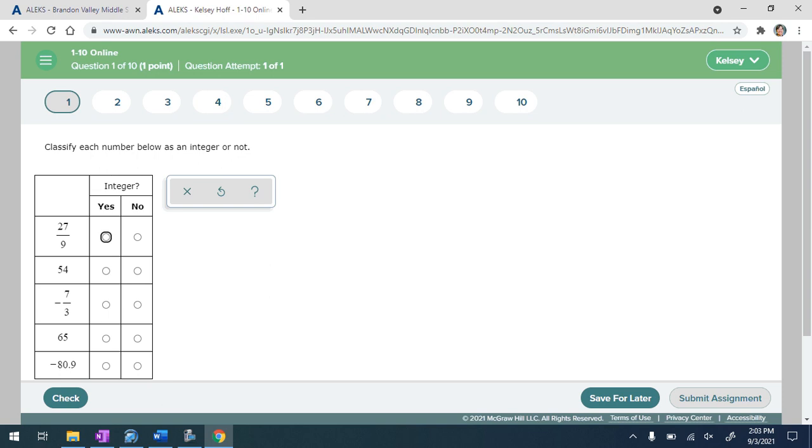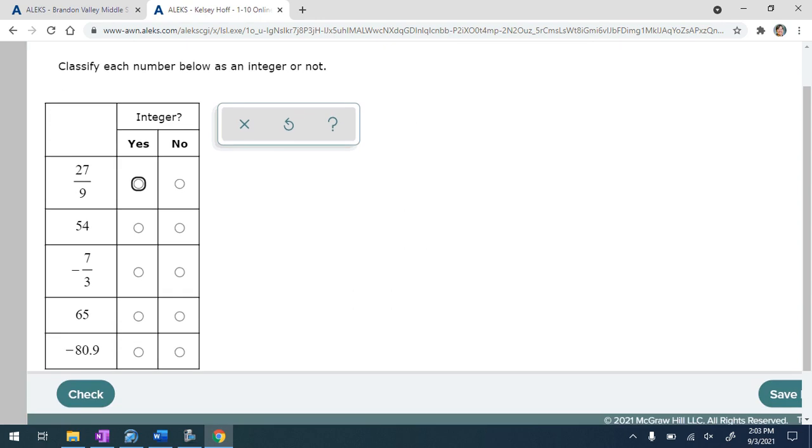So, all right. First problem asks, is it an integer or not? What's an integer first off? Positive or negative whole number, okay? 27 divided by 9. Integer, yes or no? Yeah. But it's a fraction. 27 divided by 9 is 3, so this would be yes. 54? Yes. Negative 7/3? No. 65? Yes. Negative 80.9? No. Now let's check your intelligence here.